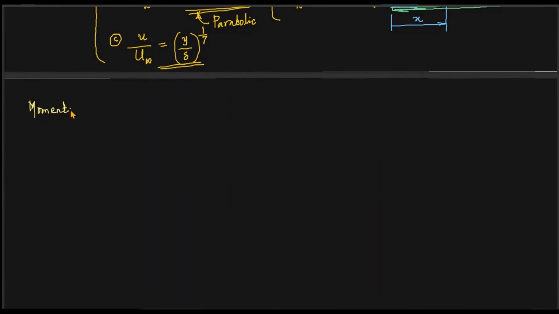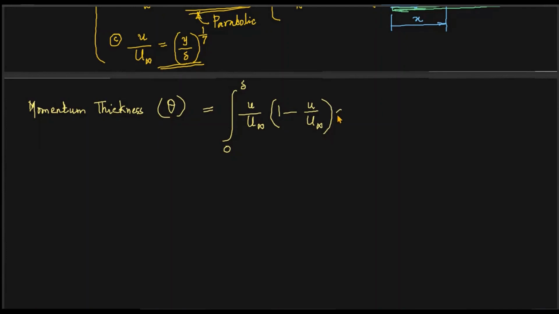Momentum thickness, that is theta. And how do you find it out? I'll give you the equation today and we have to derive it. So theta is equal to integral 0 to delta. What is delta? Delta is the boundary layer thickness. 0 to delta, u by u infinity into 1 minus u by u infinity into dy. So this is the equation for the momentum thickness.